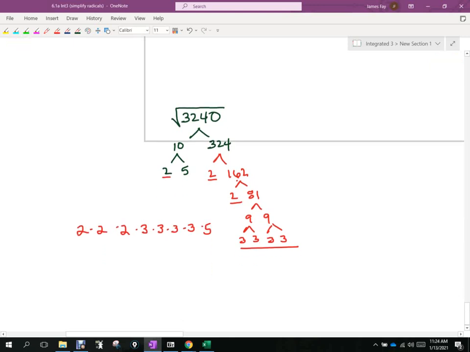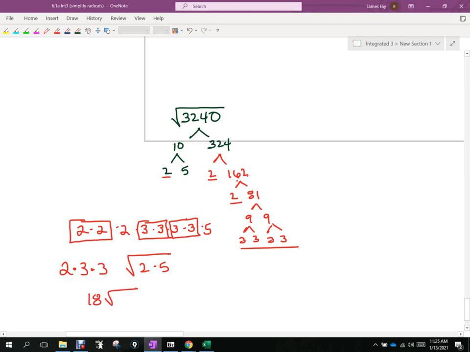Okay. So then we group pairs of the same number. So there's a pair of 2s. I can come out in front of my radical. There's a pair of 3s. I can come out in front of my radical. There's another pair of 3s that can come out in front of my radical. And the 2 and the 5, they do not have pairs, so they go underneath the radical, right? What's 2 times 3? 6 times 3 again? 18. 2 times 5? 10. Same answer, right? But this factor tree is a little bit longer, and this process of grouping things is a little bit more involved.